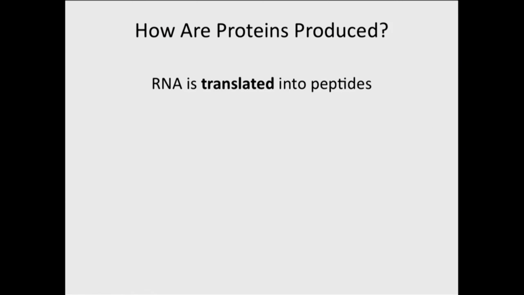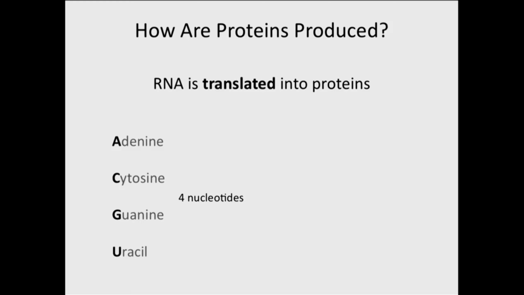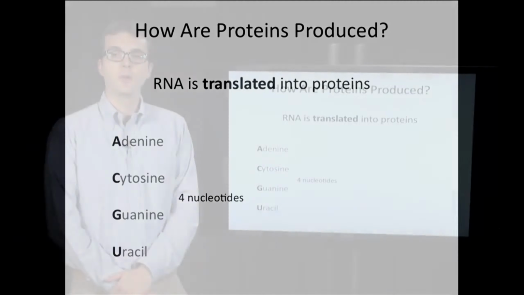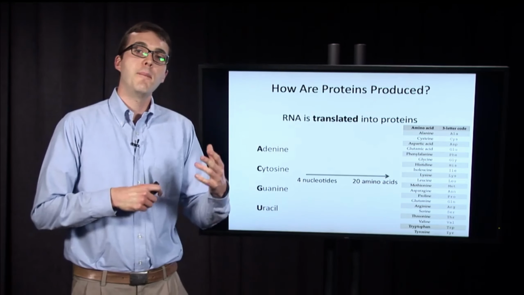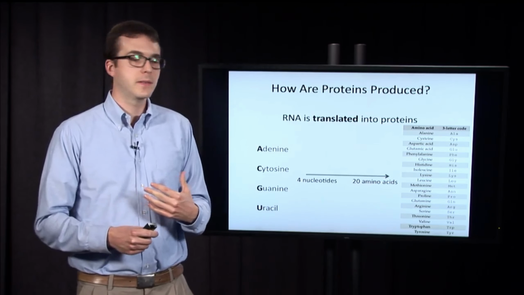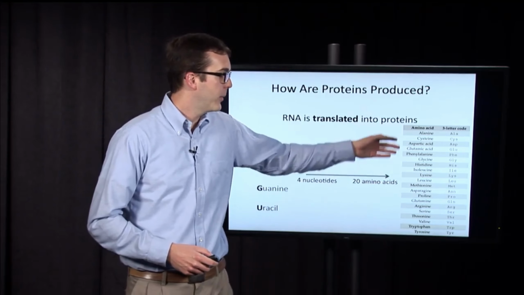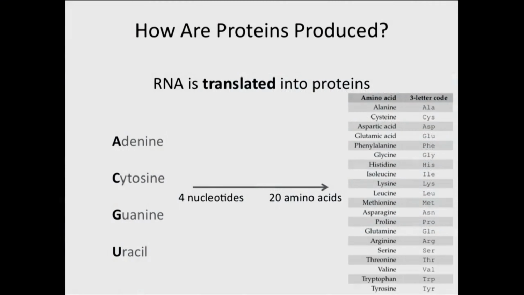After this method, which is called transcription, DNA goes into RNA. RNA is then translated into peptides, or proteins. So we have 4 nucleotide bases: adenine, cytosine, guanine, and uracil. And I mentioned that there are 20 common amino acids. So here is the table of amino acids along with their 3-letter codes.